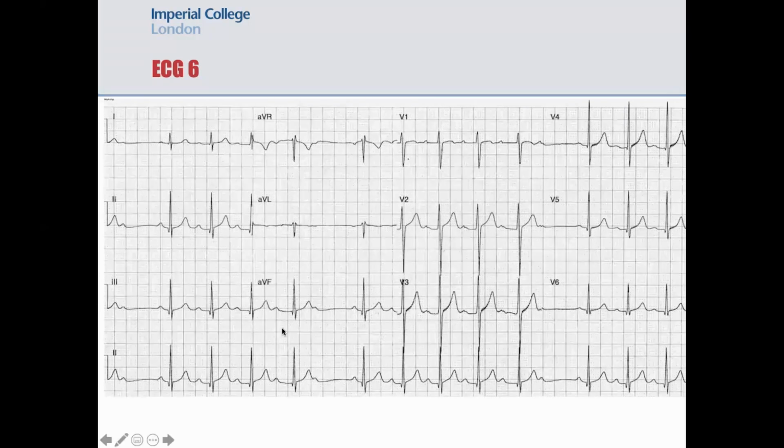So, sorry, that gives it away. But essentially, because we're talking about heart blocks, for any heart block it's important to look at the PR interval. In all of the limb leads, so leads 1, 2, and 3, if you look at the PR interval consecutively, you can see it gradually getting prolonged until it drops a beat.